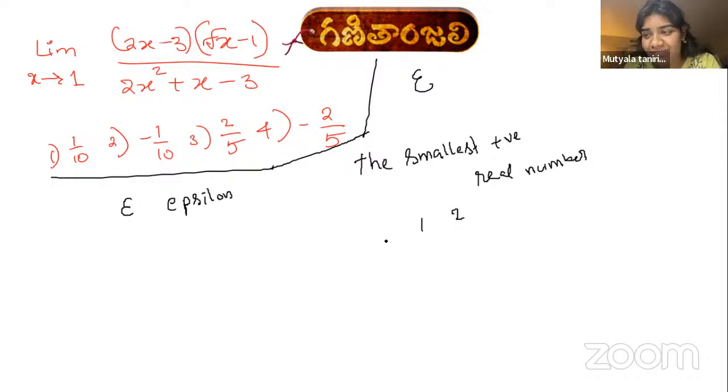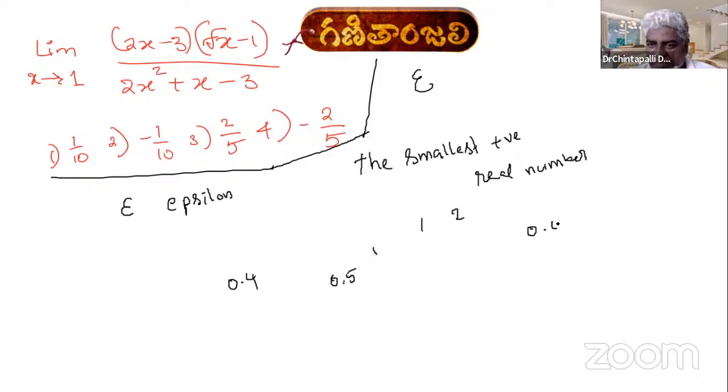If you say 1, I would say 0.5. If you say 0.5, I would say 0.4. If you say 0.4, I would say 0.3. What do you think is the smallest positive real number?